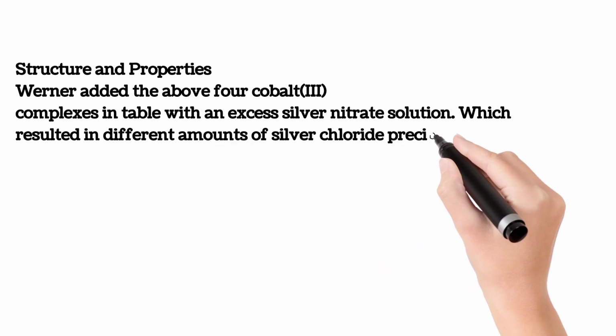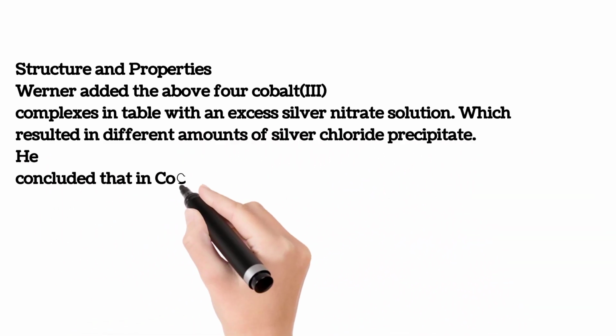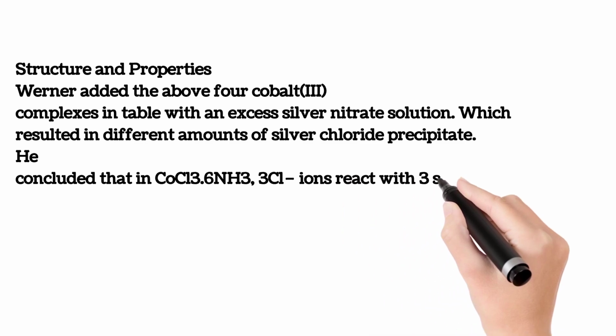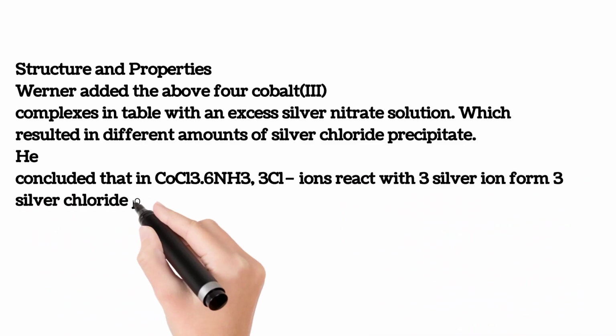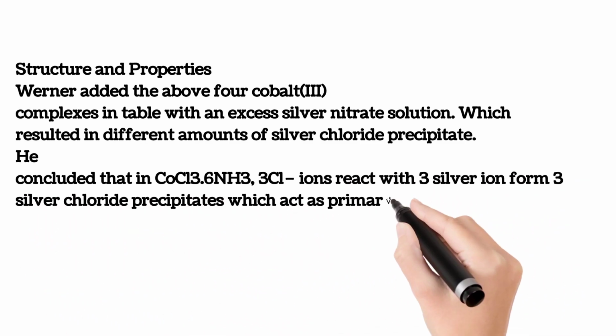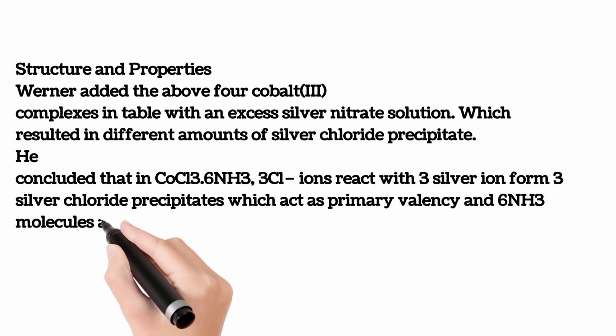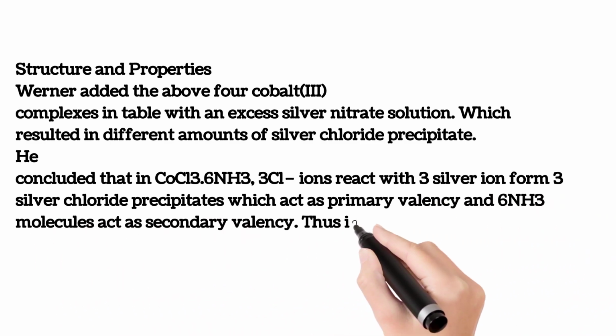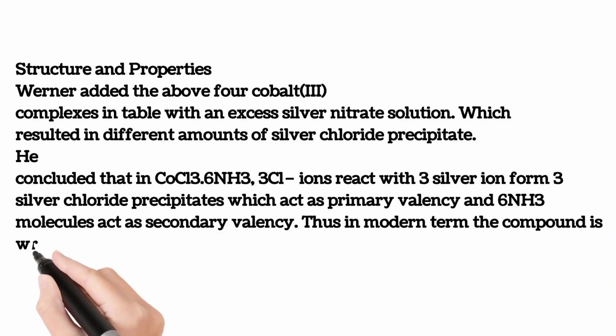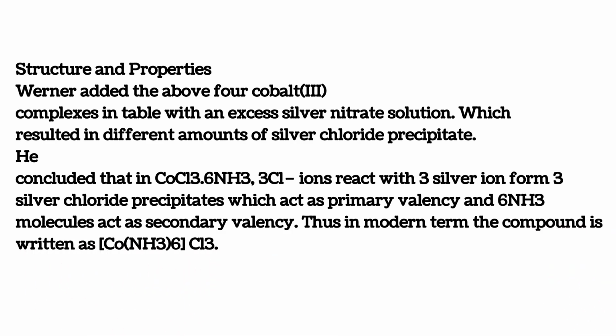He concluded that in CoCl3·6NH3, 3 Cl ions react with 3 silver ions to form 3 silver chloride precipitates, which act as primary valency, and 6 NH3 molecules act as secondary valency. Thus in modern terms the compound is written as [Co(NH3)6]Cl3.